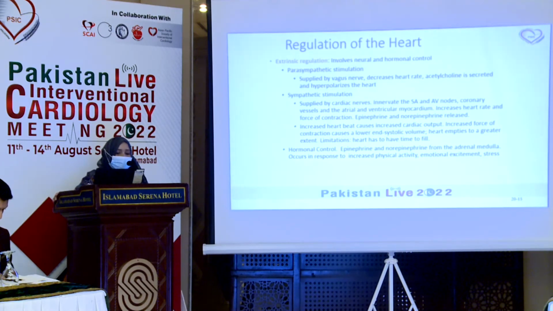Here is the extrinsic regulation, which involves neural and hormonal control, further divided into parasympathetic stimulation and sympathetic stimulation. Parasympathetic stimulation, supplied by the vagus nerve, decreases the heart rate. Sympathetic stimulation increases the heart rate, and epinephrine and norepinephrine are released.